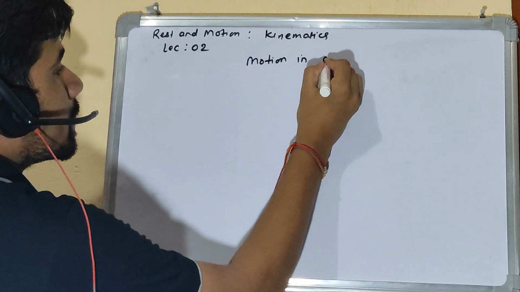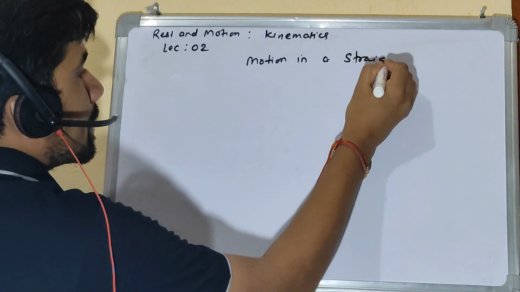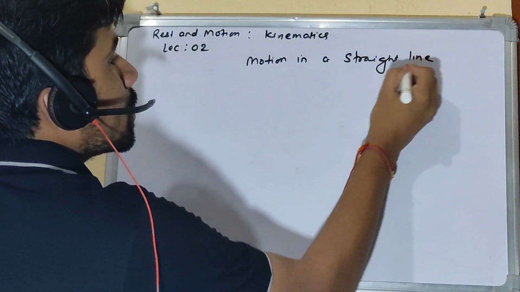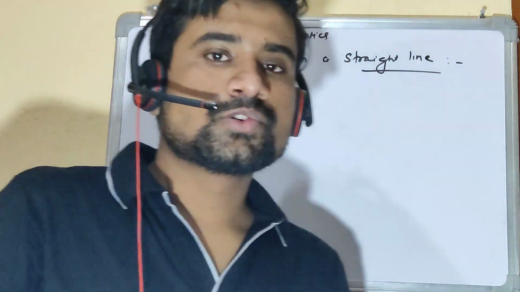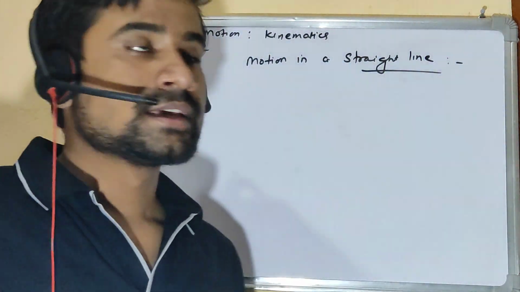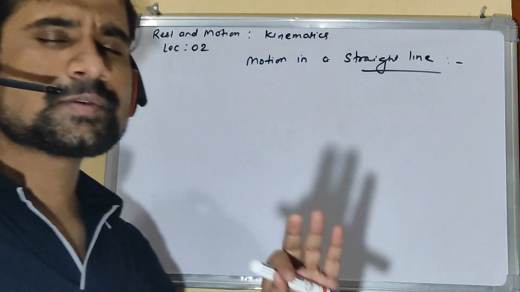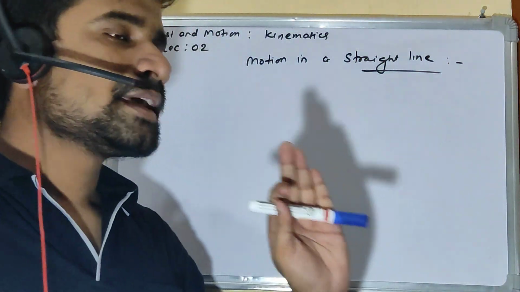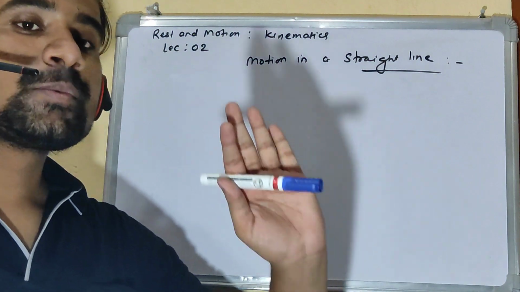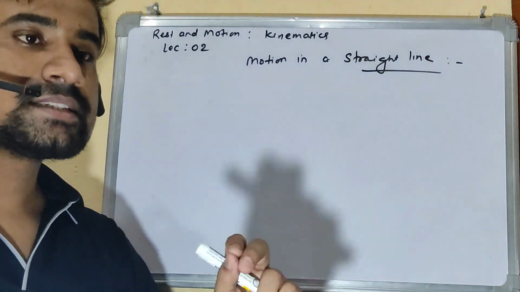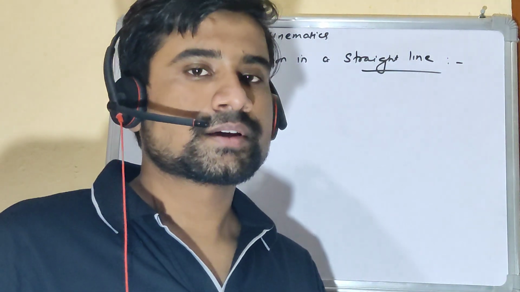Motion in a straight line, right? You might have studied this type of motion in your junior standards as well. You know what rectilinear motion is and things like that. So motion in a straight line basically tells me that the object is moving along one particular straight line, and to represent the motion of that object, I just need one coordinate.